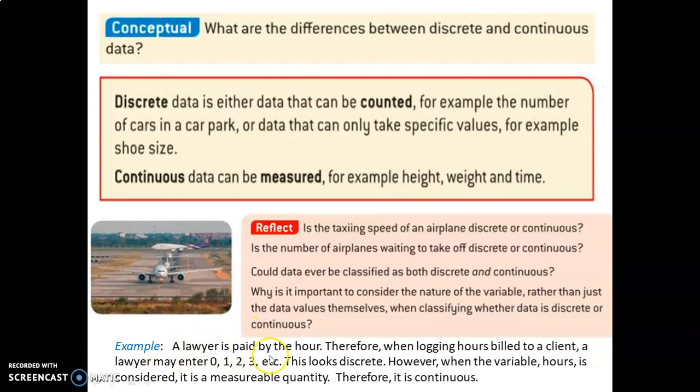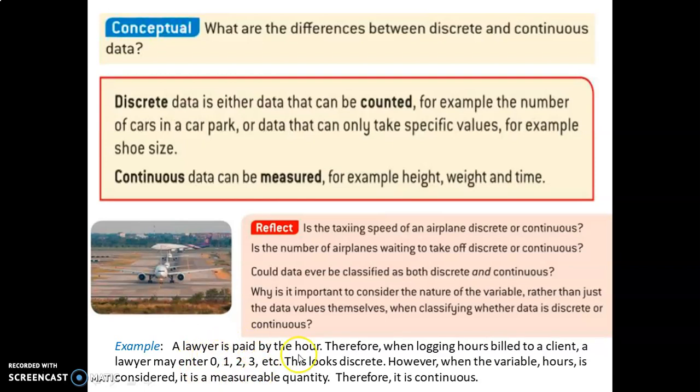A lawyer is paid by the hour. Okay, so even if they work 1 hour and 1 minute, they can charge their client for 2 hours. So therefore, when logging hours billed to a client, a lawyer may enter 0 hours, 1, 2, 3, etc. They enter whole numbers. So that looks like discrete data.